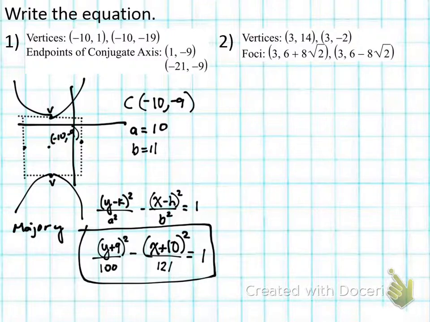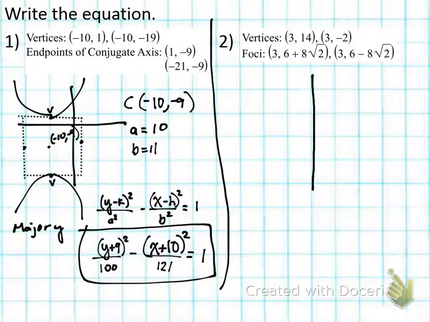Number 2. So number 2 is a little different. They give us vertices and the foci. We know that vertices and the foci will always be on the same axis together. So again, if you don't understand what the problem is doing, you need to just draw a rough sketch of what's going on. So 3, 14, plot a point there for the vertice, and plot a point for 3, -2 for the vertice. Okay, since the vertices are up and down, I know already it's major Y, right?